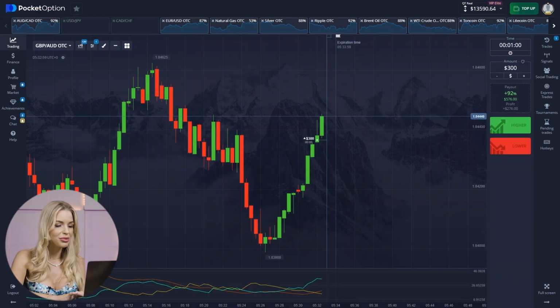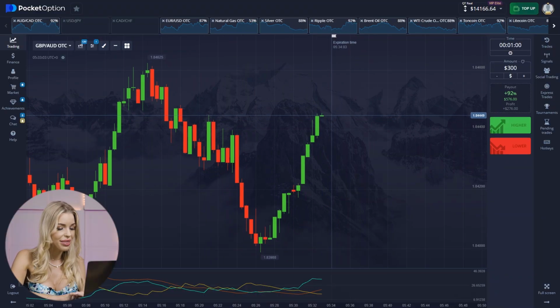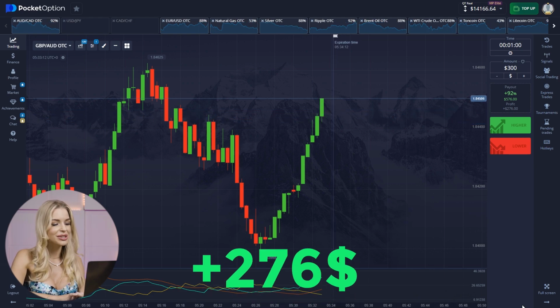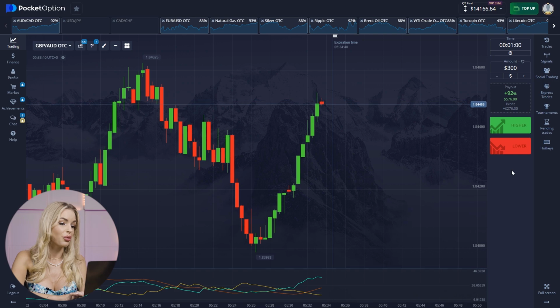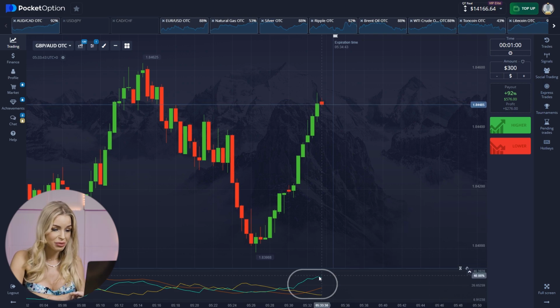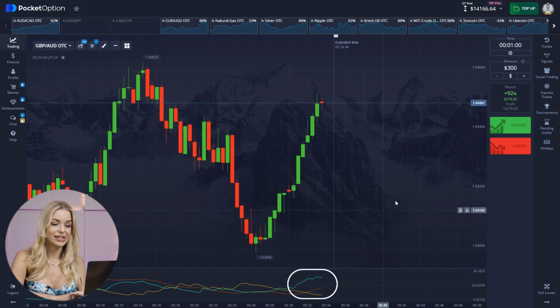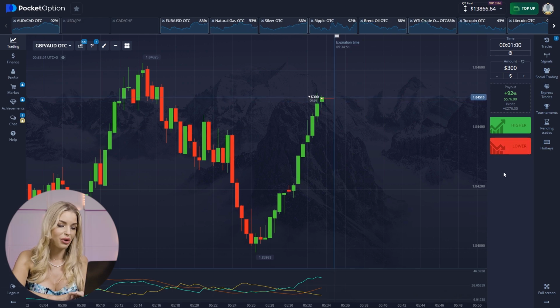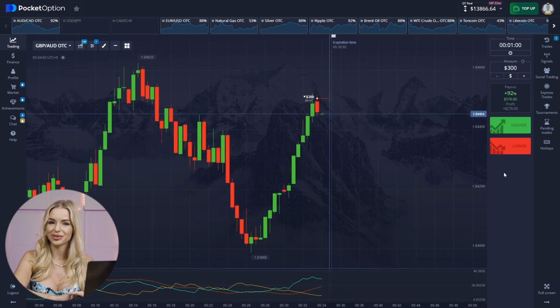In the meantime, the price made a breakthrough and the deal closed, adding $276 to our account. I don't think we will even have to change the currency pair. The indicator tells us that a trend reversal is coming and the price will fall. And this tiny red candle indicates we should bet on the price falling. So let's do just that.